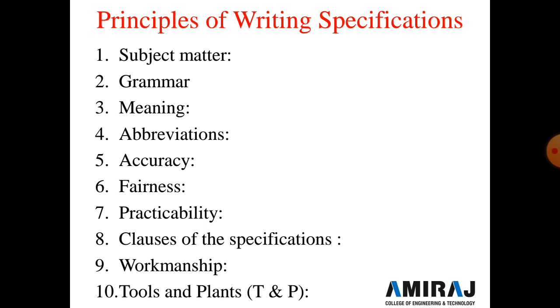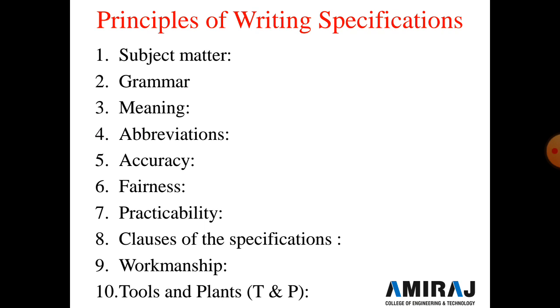So here fourth point is abbreviation. Only those abbreviations which are well known in the building industry shall be used without giving any definition, like RCC, DPC, and PCC. So here RCC, all the construction industry knows, is reinforced cement concrete, DPC is damp proof course, and PCC means plain cement concrete. So this type of abbreviation is generally used without giving any definition.